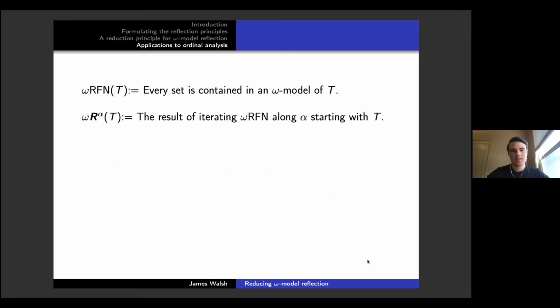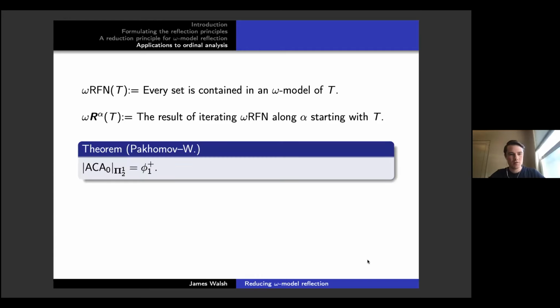Now, when I state these theorems, I'm going to appeal to these theories. I'm not going to go into the detailed fixed point definitions, but omega RFN of T says every set is contained in an omega model of T. Omega R to the alpha of T is the result of iterating omega reflection along alpha starting with T.